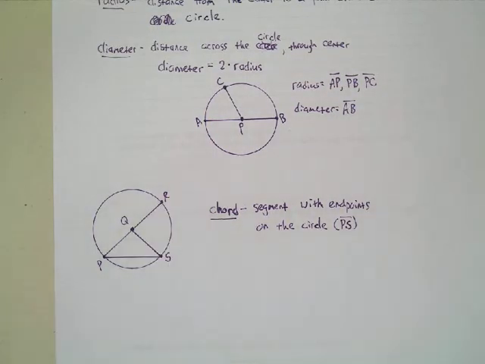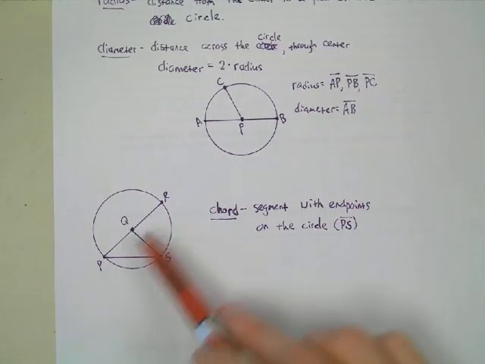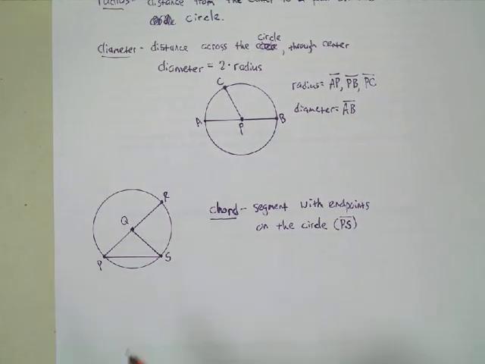So a diameter is a special type of chord. What's special about the diameter chord? It's a chord that goes through the center of the circle, okay? So a diameter really is just a special kind of chord that goes through the center of the circle. That's all. So PS is a chord, because it's got its endpoints on the circle, and PR is also a chord.